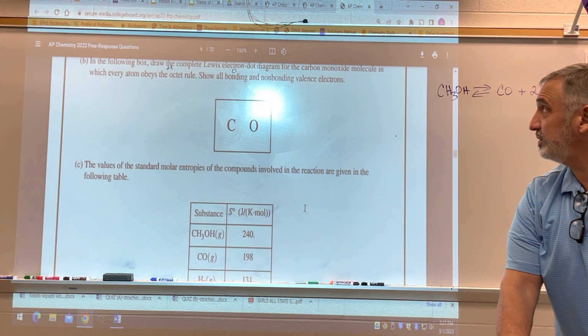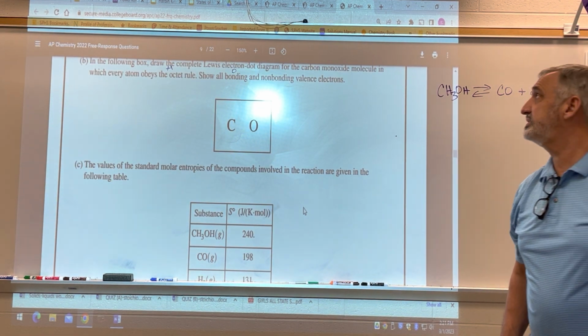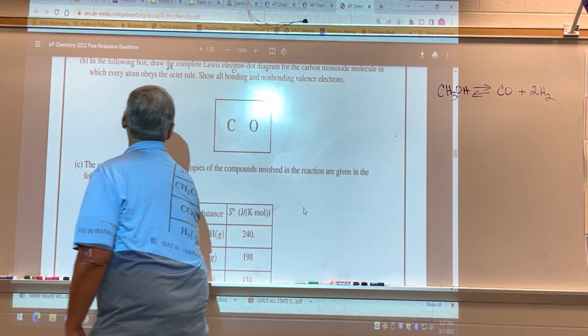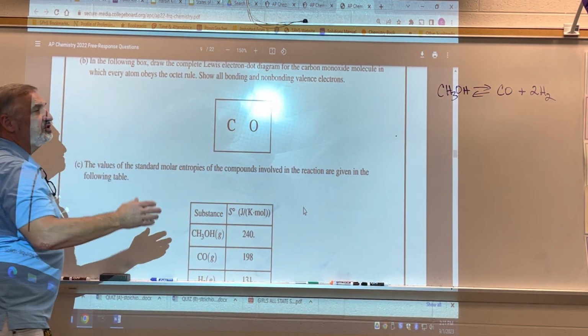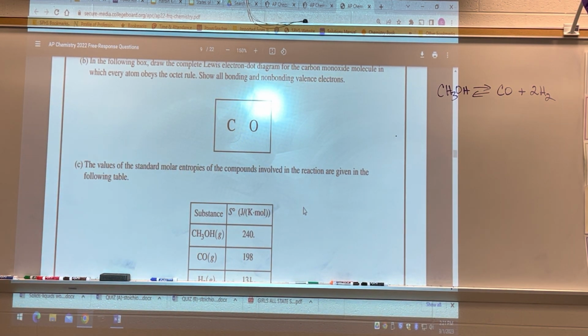So now, this one was a little bit trickier. Just complete the Lewis dot structure using the octet rule. Again, just in your notes right there. How would you do this? How would you complete the Lewis dot structure? They tell you that they just want to obey the octet rule. Okay, we'll just do it.